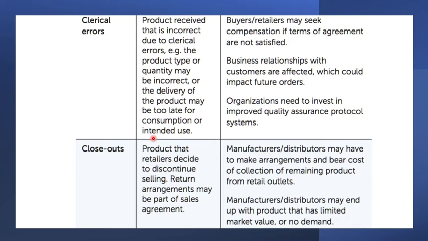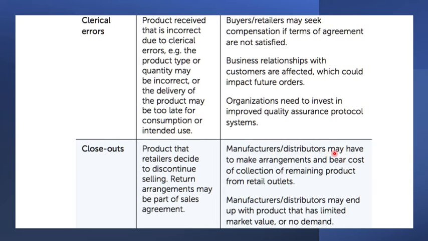Like in Apple, usually you see they close out their models after some time. So it's a closeout, and for the return, you can say, the remaining quantity, they need to make arrangements. They need to maybe either reuse or refurbish it. They are saying the product that a retailer decides to discontinue selling, return arrangement may be a part of the sale agreement. So it's mainly described for the buyers, the company who is buying, that it should be mentioned in the sale agreement, and it's mentioned in impact.